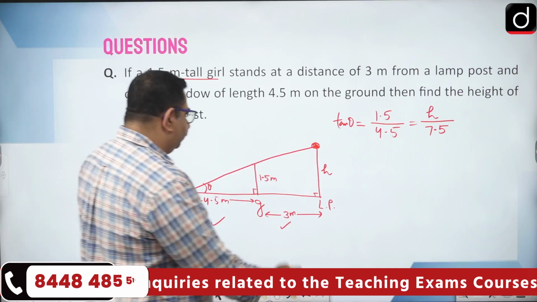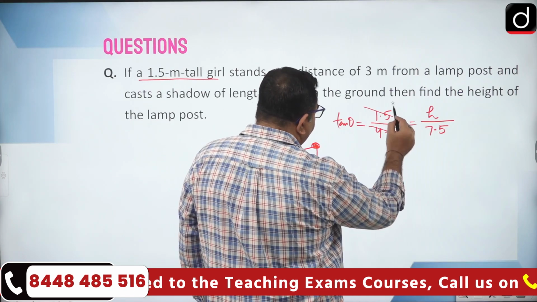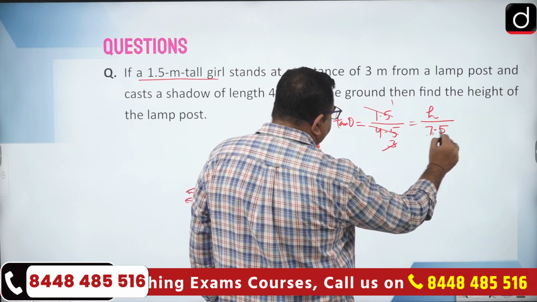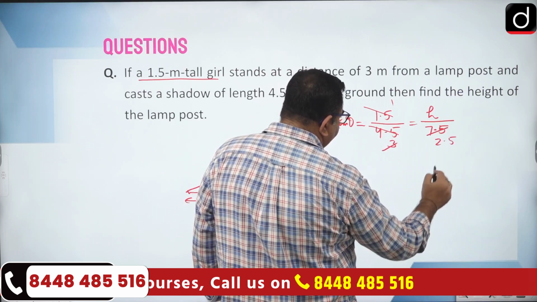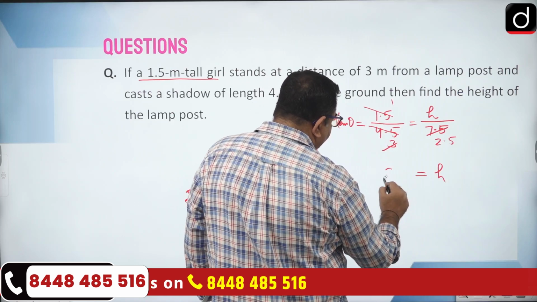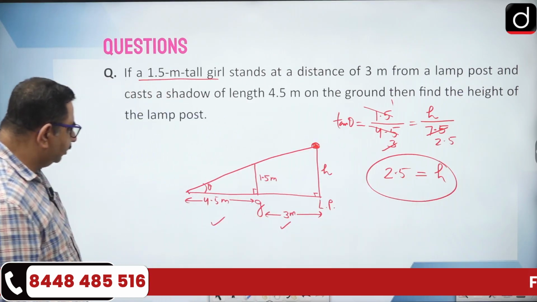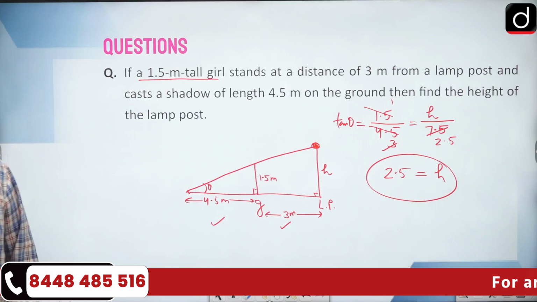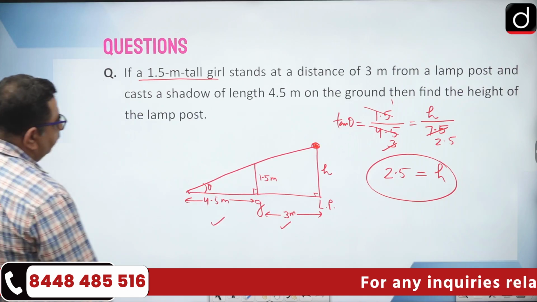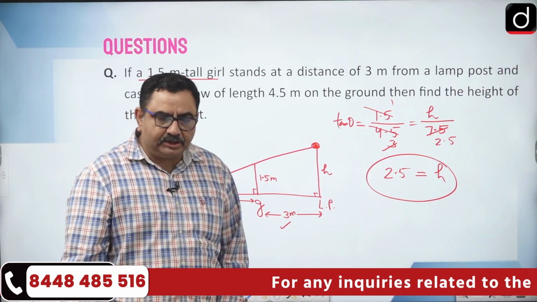All right. So further you can solve it. This is 1 by 3, with 3 I can cancel it. This is 2.5. So the height of the lamp post is 2.5 meters. So you can see, if you draw the diagram correctly, you can get the answers easily.